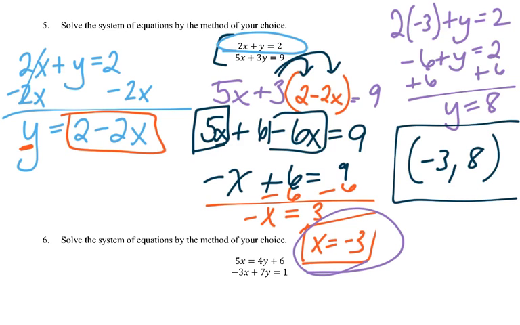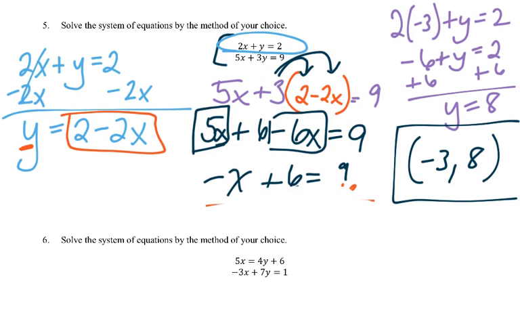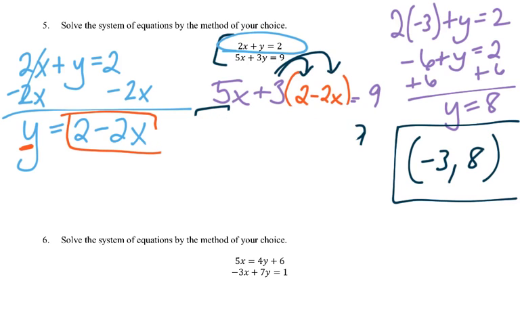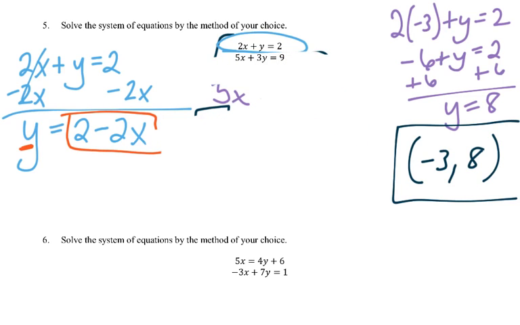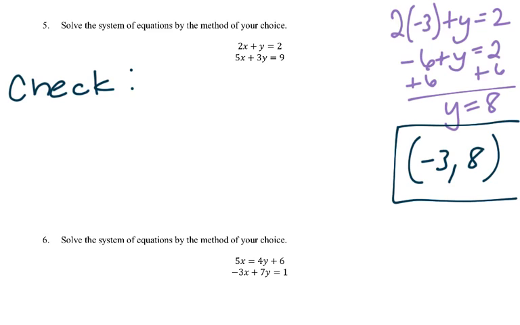Here's the cool thing about systems of equations. You can check to make sure that you got the correct answer. So let me show you how to check your answer. I'm going to erase all the other work, and I'll show you how. To check your work, you take the x and y coordinate and substitute it into each equation, like we saw in the first video. So I would say 2 times negative 3 plus 8, does that equal 2?